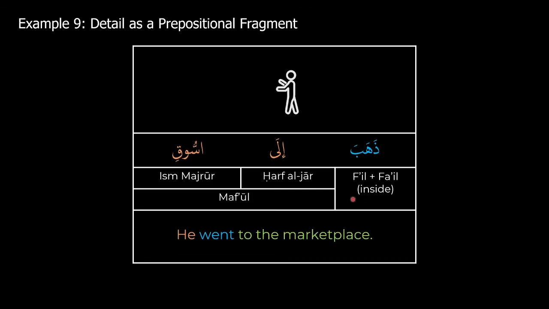Okay, so here's an example with a maf'ul as a prepositional fragment. So we have ذهب إلى السوق. So ذهب is going to be our fi'il, and the fa'il is inside, which is huwa, so it's going to be he. And إلى السوق is jar majrur. So this is our harfu jar, and this is going to be our majrur. This whole thing is going to be our maf'ul. So it's going to be he went to the marketplace. And this doesn't have a nasab state because huruf don't have states, as we learned before.